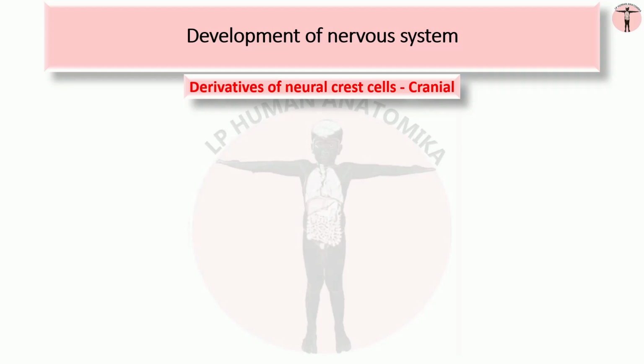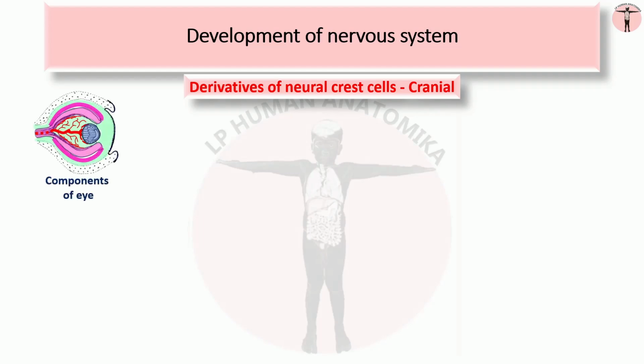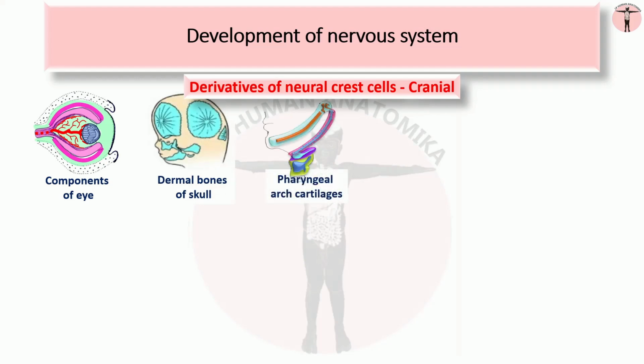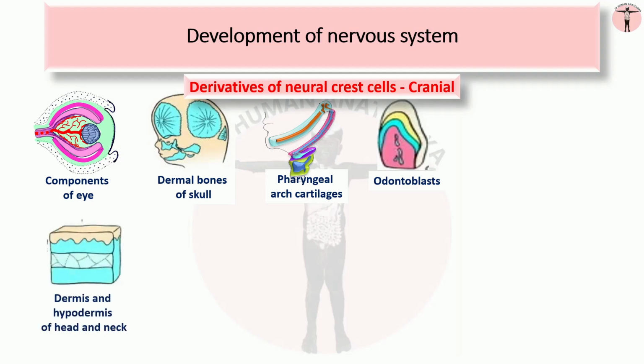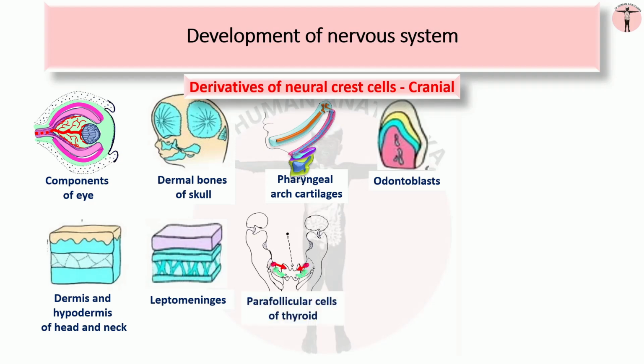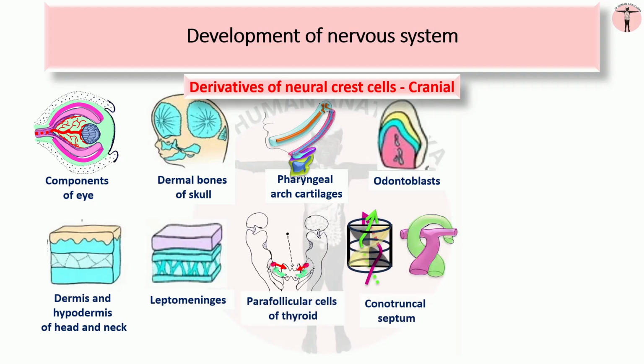Neural crest cells in the cranial region develop into components of the eye, dermal bones of the neurocranium or skull, pharyngeal arch cartilage derivatives, that is skeletal and connective tissue components, odontoblasts which form the dentine of teeth, dermis and hypodermis of head and neck, leptomeninges, that is pia and arachnoid matter, parafollicular cells of the thyroid gland, and the aorticopulmonary septum which separates the aorta and pulmonary trunk.